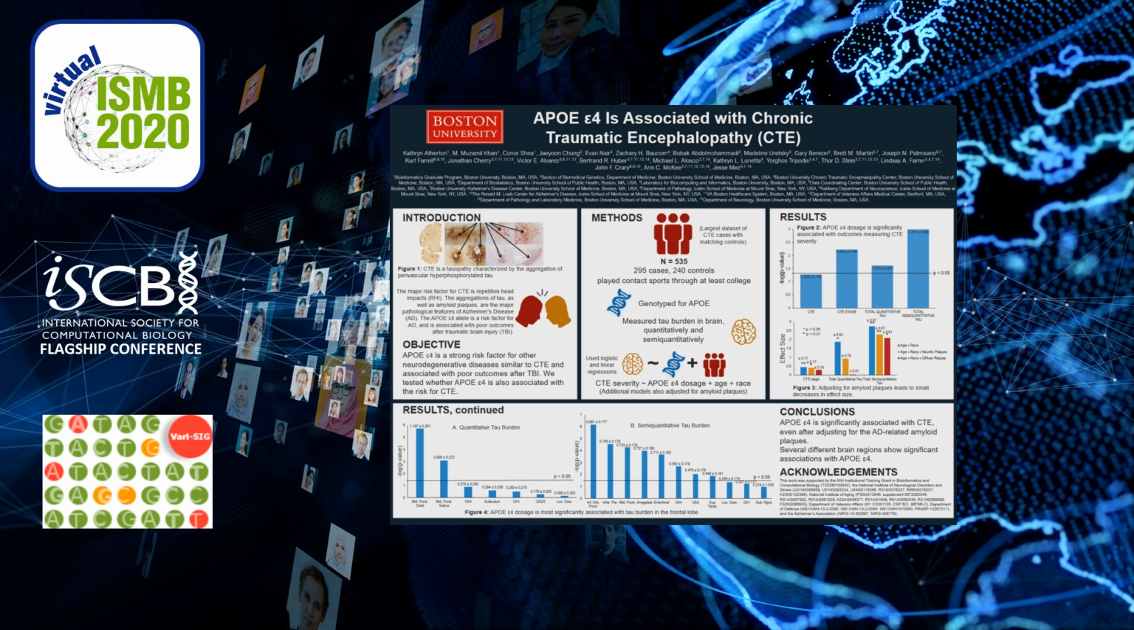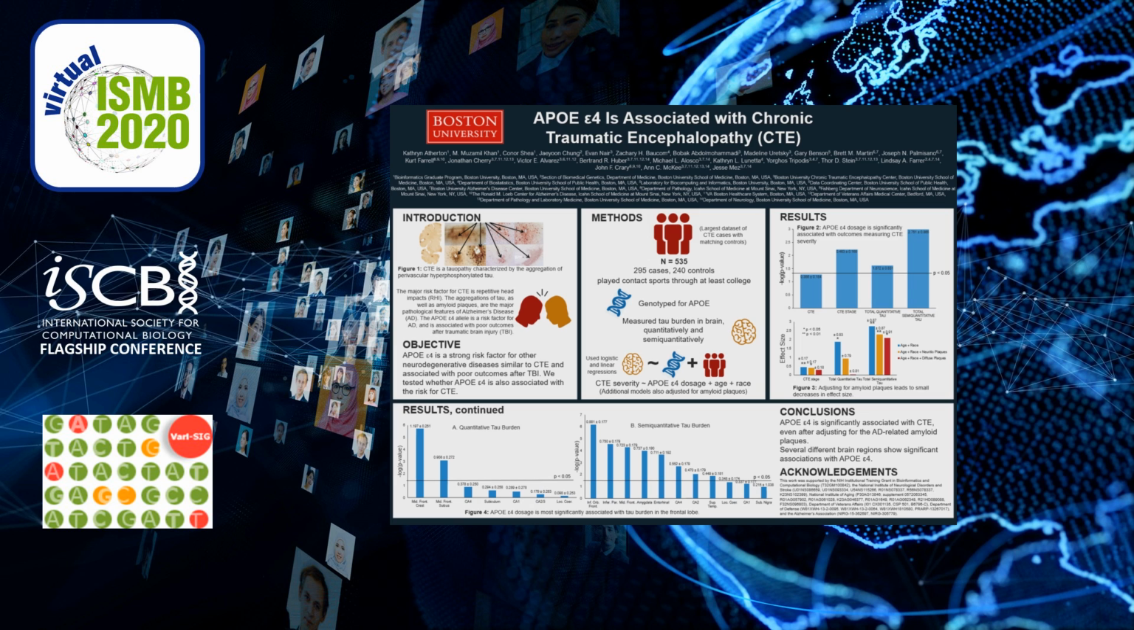The top two most significant regions in 4a, the middle frontal crest and the middle frontal sulcus, are found in the frontal lobe, as are two of the top three most significant regions in 4b, the orbital frontal gyrus and the middle frontal gyrus. This tells us that APOE E4 dosage is most significantly associated with tau burden in the frontal lobe, which is one of the first regions affected by CTE.